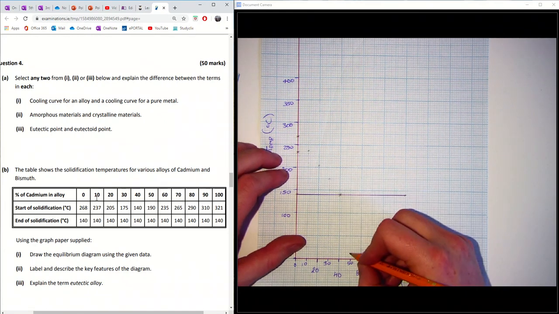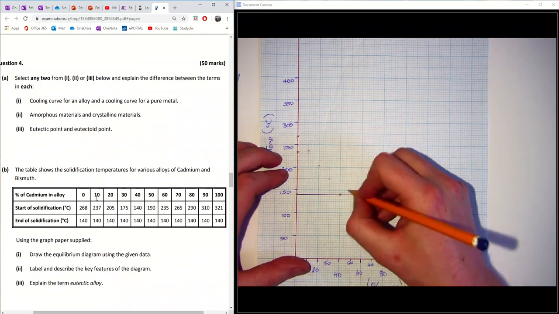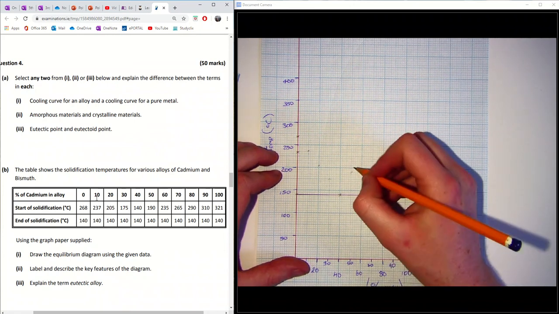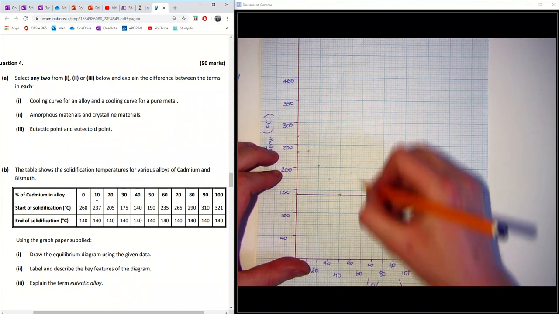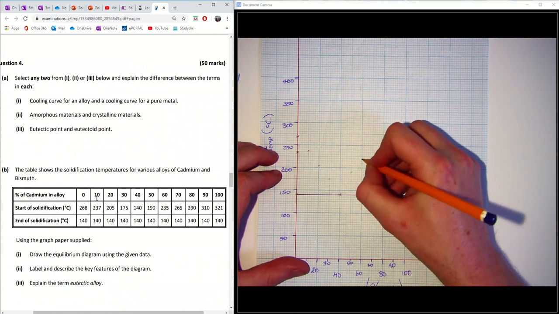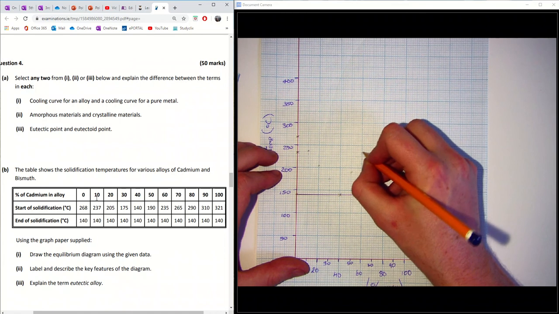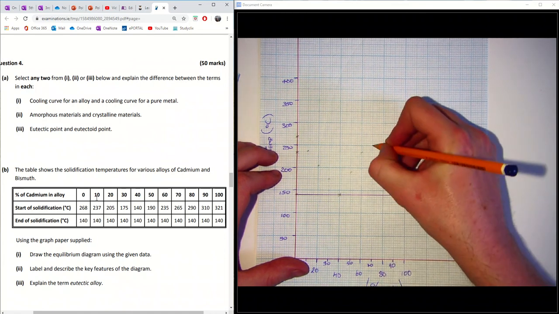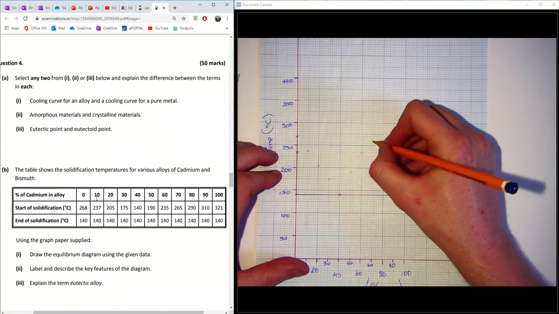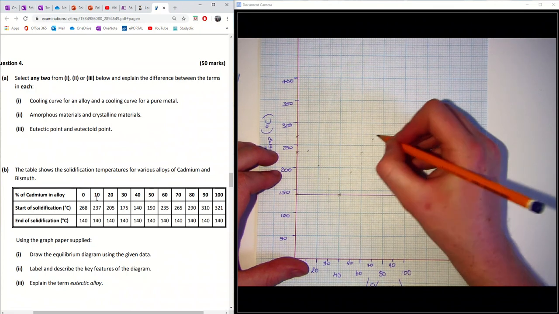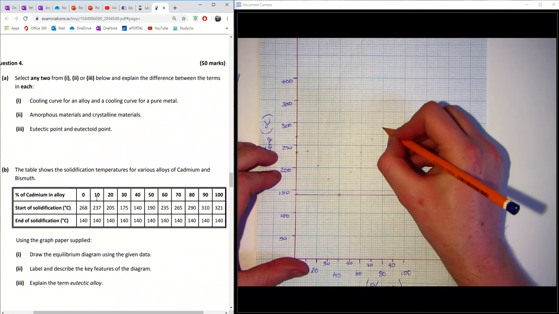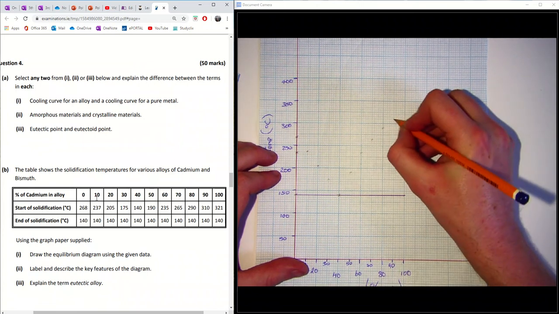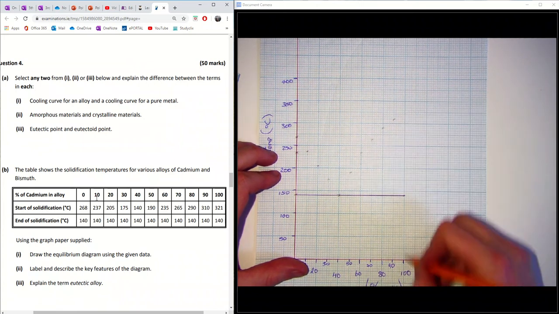Okay, so 50% is 190. Okay, so here's 190. 60% is 235. 70% 260, 265, sorry. 80 is 290, 90 is 310, finally 100 is 321.